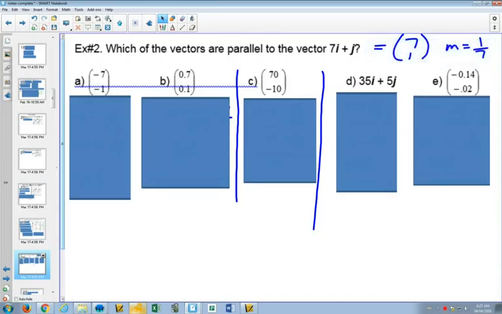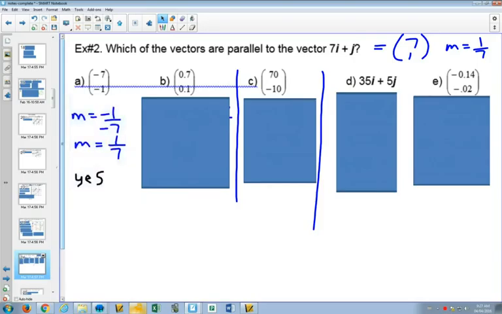So 7i plus j you can write as a column vector, 7 over 1. And that would mean it has a slope of 1 over 7. So again, every time we have a column vector, it's really just the flip of the slope, because you have the x on the top and the y on the bottom, where slope is rise over run, which is your y on the top and your x on the bottom. Now, in order to show that two vectors are parallel, you just need to show that a vector is a multiple of 7, 1.